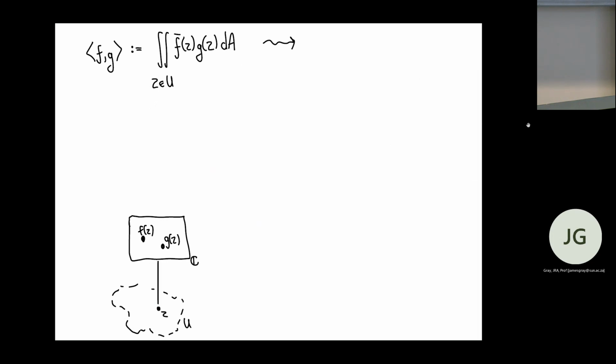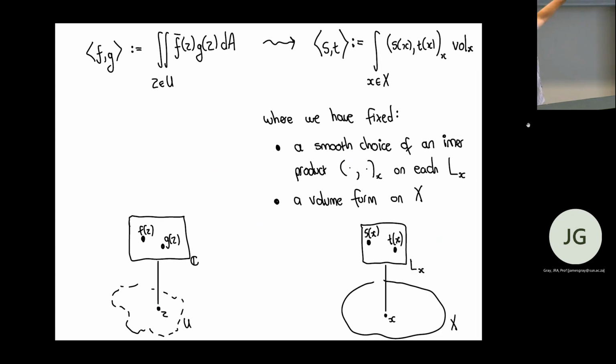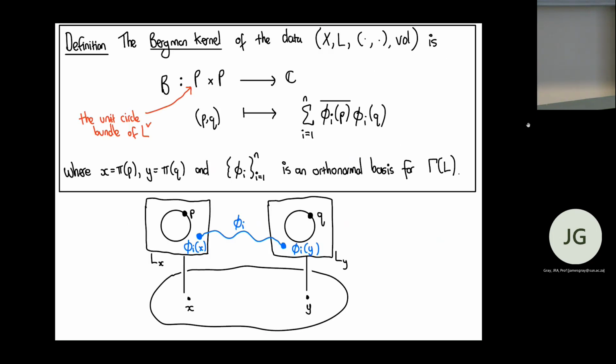The inner product on holomorphic functions on U just goes over to, we just integrate, instead of integrating over the domain, we integrate over X, and now I need a fiber-wise inner product on every fiber, on this one-dimensional vector space. So then I get a number which I can integrate over the manifold. Okay, so now I can define this thing.